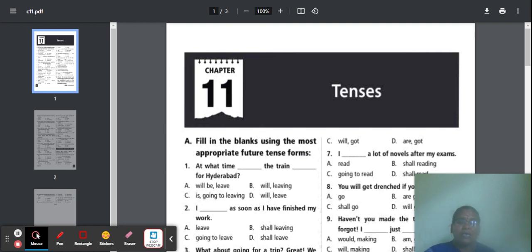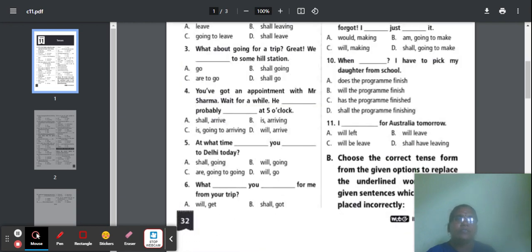Okay, my dears, based on this understanding, let us enter into our class. Are you all ready? If you have any doubt, let me know. I'll clarify your doubts, my dear. Okay, let us move on, my dear. So here, tenses.